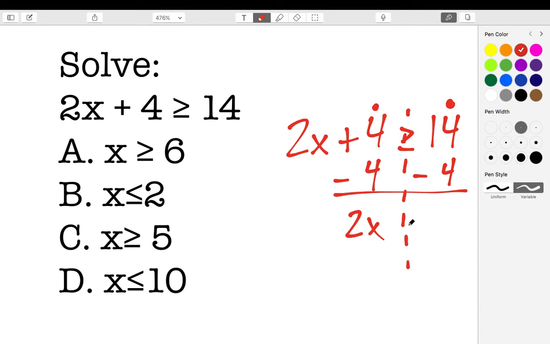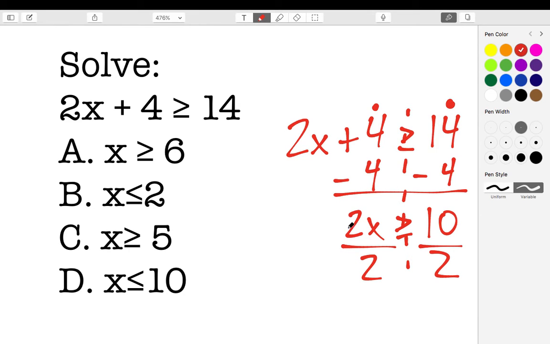2x and 10. Good. Sophia, what do you do next? Divide by what? 2. Joshua, why did Sophia divide by 2? Because of the opposite operation.